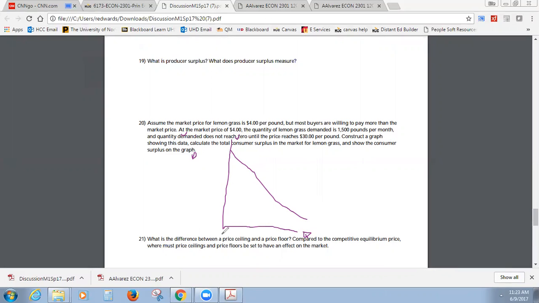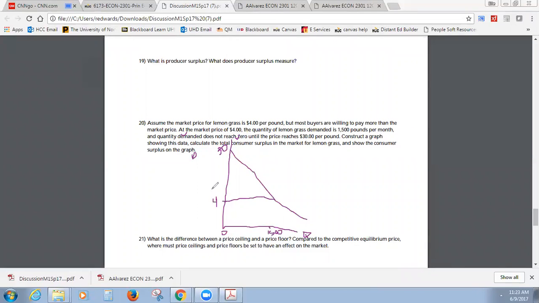So if this is 0 right here for quantity, this point is 0, 30 if you were graphing it. But it also tells me that the market price or equilibrium price happens to be $4. And at $4, it tells me that the quantity demanded, this point here, is 1,500. Right? You need those numbers in order to calculate consumer surplus.